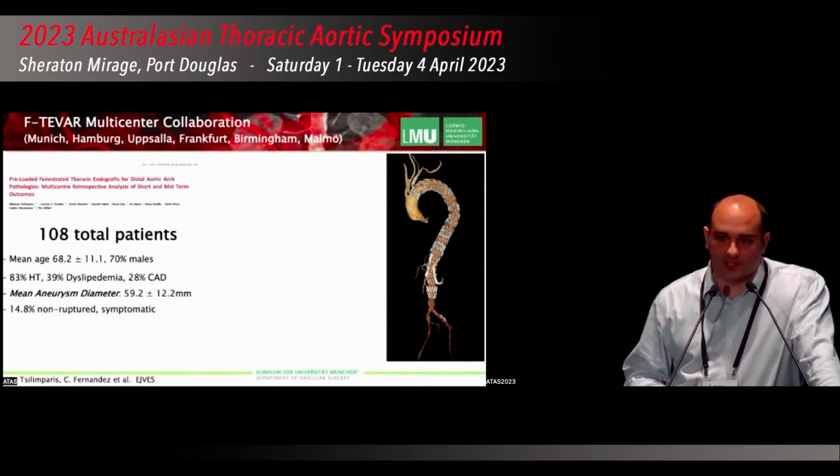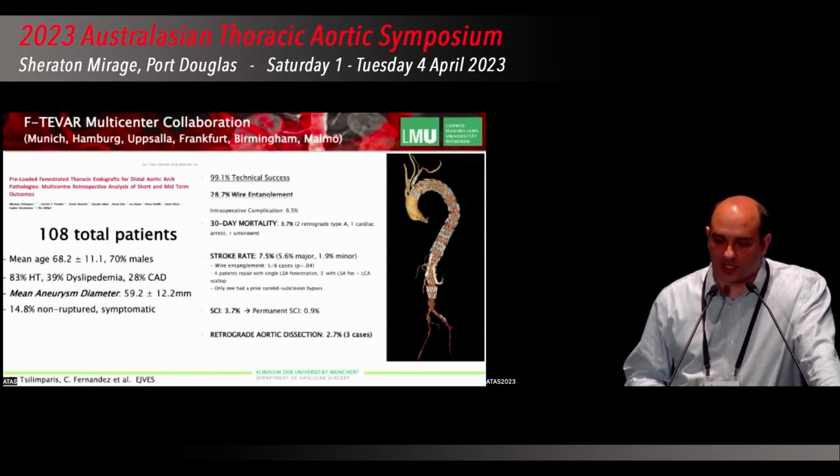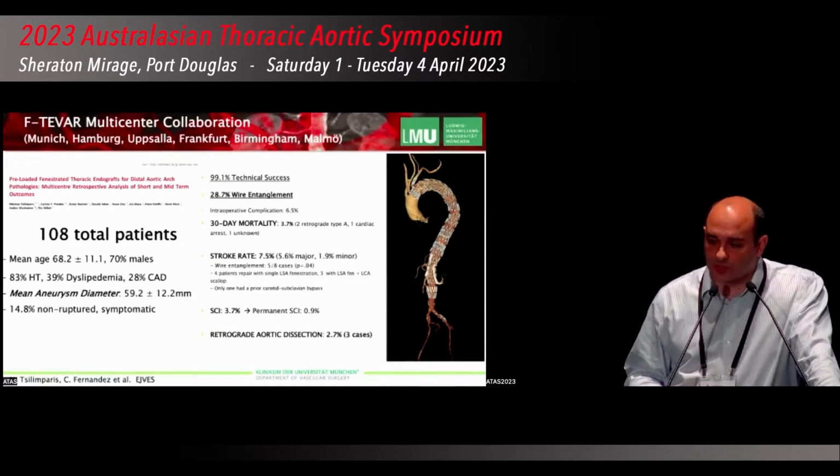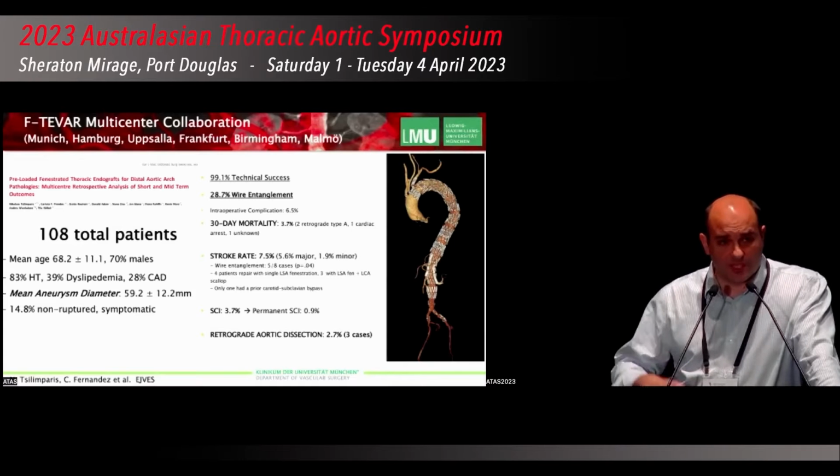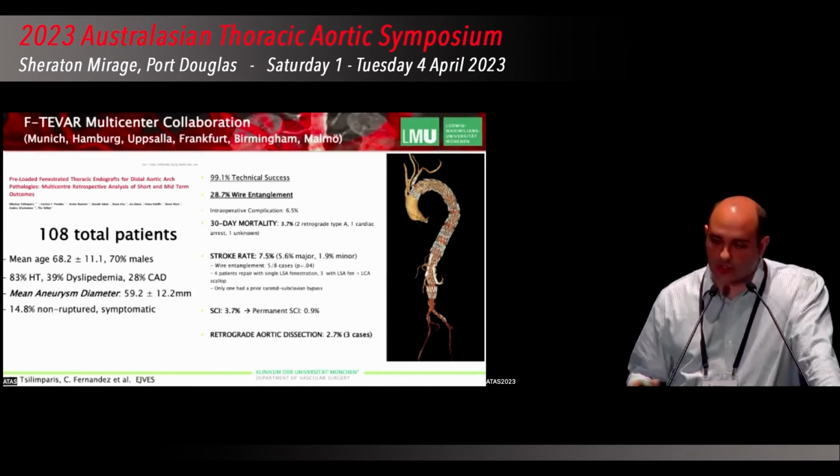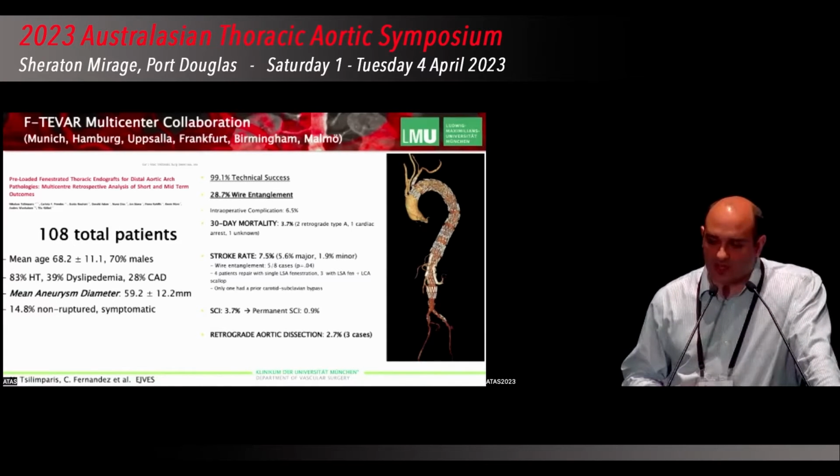The most experience exists, as I previously said, with the Cook device, and we recently published the results of a multi-center study with 108 patients. It had a very high technical success, although there were some technical issues which were overcome. 30-day mortality was 4%. There were 2 retrograde type IA dissections, both of them in patients with type B dissection, so there should be caution in using these devices in this setting of patients, but still a not irrelevant stroke rate with 7%, although 5% major.